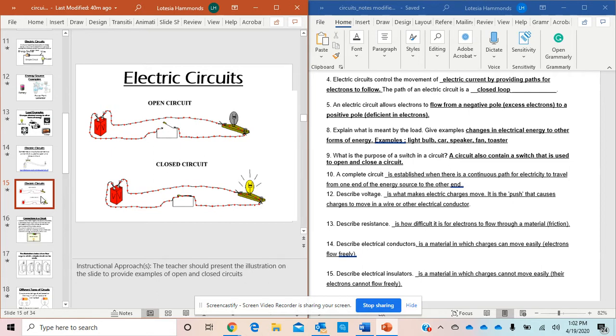And so again, in an open circuit, the full amount of electricity is not being used because there's no fixed path for the electricity to travel. In a closed circuit, and if you look at the different lights in each one of these diagrams, this one, the light is not on because the circuit is open. Here, the light is on because the switch has been closed and the circuit is closed.